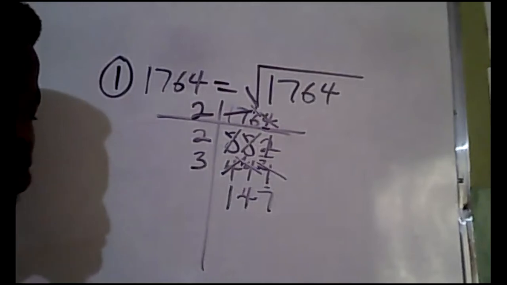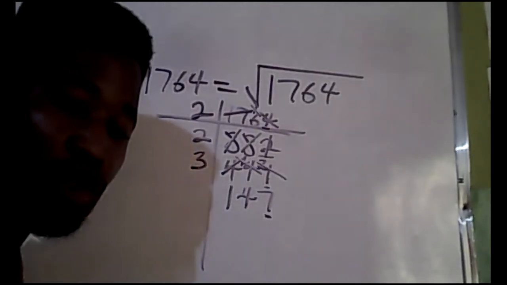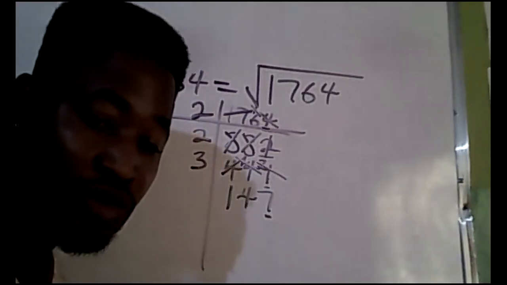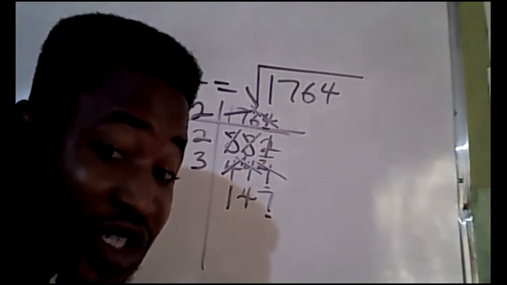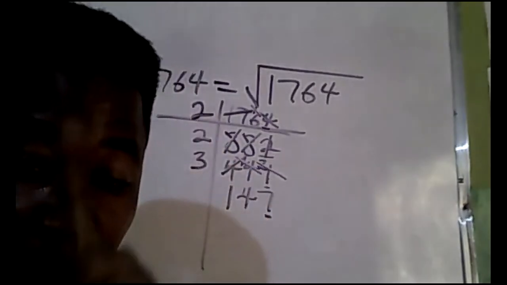7. Good. Now check the last digit. The last digit is 7. 7 is an odd number. Therefore, this 147 cannot be divided by 2. What number will divide 147? Yes, tell me. Okay, yes, it's 3.